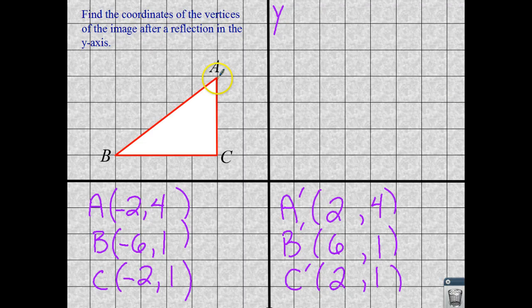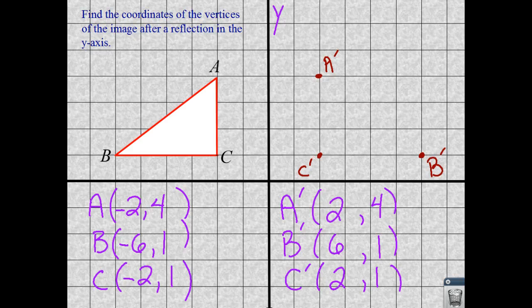So let's take A first. If I'm going to reflect it over the y-axis, I will count the units away from that axis, 1, 2, and then go the exact same distance on the opposite side, 1, 2, and I have my A prime. My B prime will be 1, 2, 3, 4, 5, 6, 1, 2, 3, 4, 5, 6 units away, and we call that B prime. And then the C prime, this vertex is 2 units away from the y-axis, so we go 1, 2 units away, and we have our C prime.